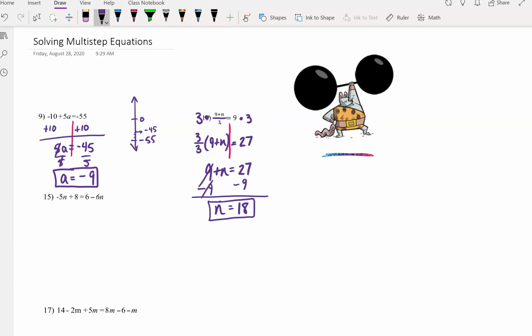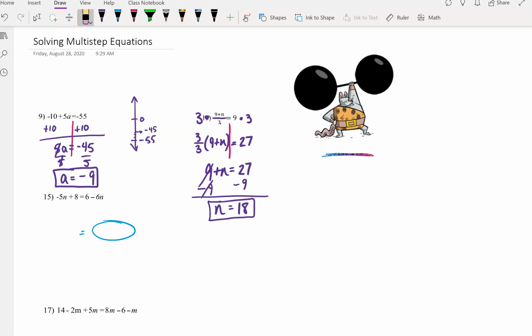Okay, so those were a couple of good examples of 2-step equations. Let's move on and try this type of problem where you have n values on one side and n values on the other, integers on both sides as well. What we want to try and do is get the n's on one side and the integers on the other, so that we can actually continue to solve.